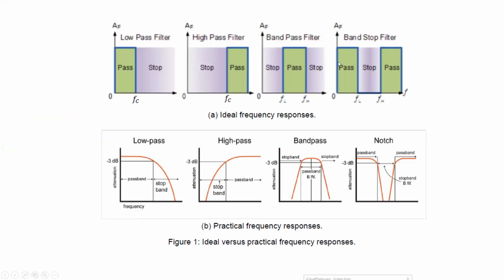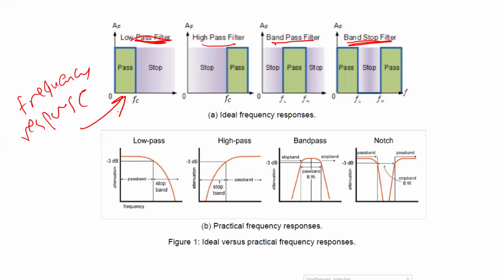Based on the frequencies it can pass or block, we have different types of filters, as we see here. The first one we call low pass filter. The second one, high pass filter, band pass filter, and then band stop filter. So let's see how it works. We can know how it works from what we call the frequency response. So this one here is the frequency response.